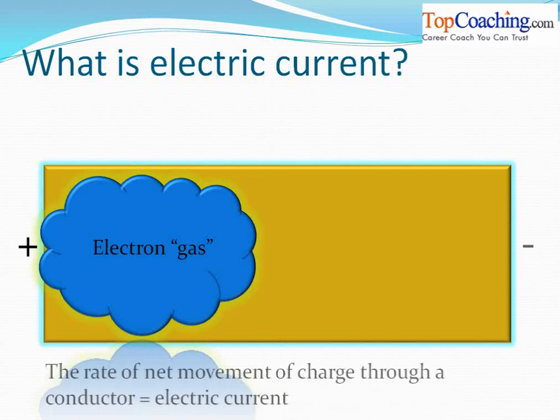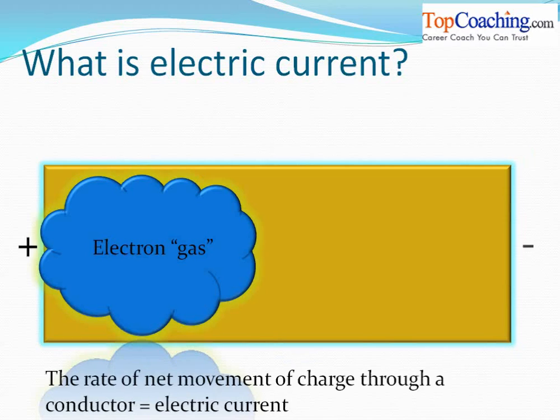Now, the rate of net movement of charge through a conductor is what is called electric current. So the net charge flowing in a particular direction per second is called electric current. Understood? So the number of electrons flowing from the negative potential to the positive potential in 1 second is electric current. The net charge flowing per second is electric current.